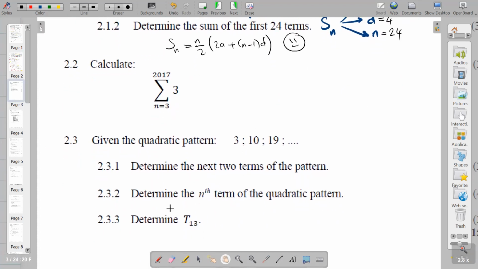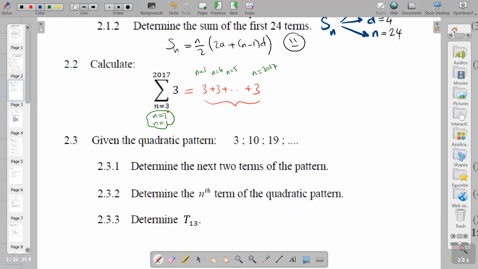Then 2.2. 2.2 is, you see, like that previous question. You just need to understand here. We are adding 3. How many 3's are added? It is 2 from the third term. Okay, that's a bit tricky now. So you see that first one is for n is equal to 3, then for n is equal to 4, then for n is equal to 5, and then for n is equal to 2017. So we don't have n is equal to 2 and n is equal to 1. We have 2 of them missing.